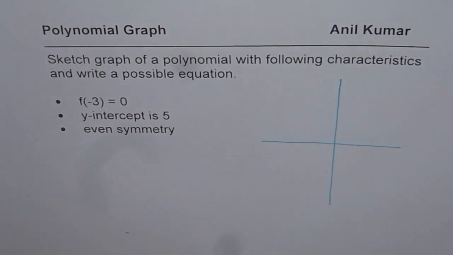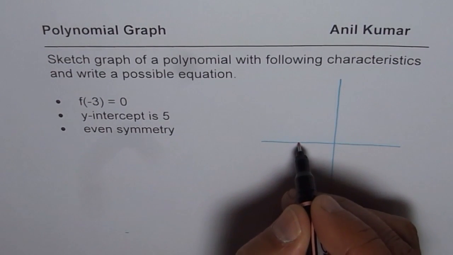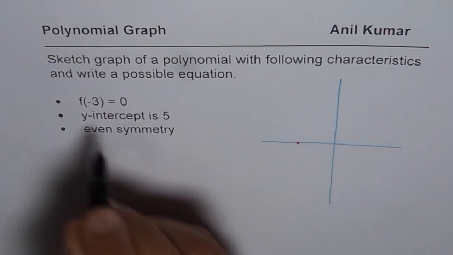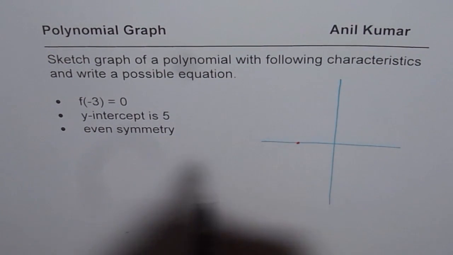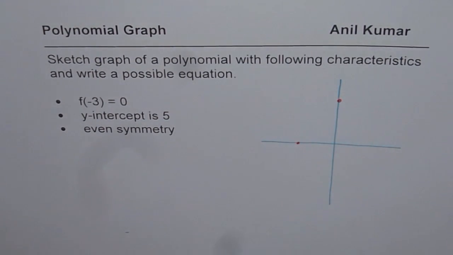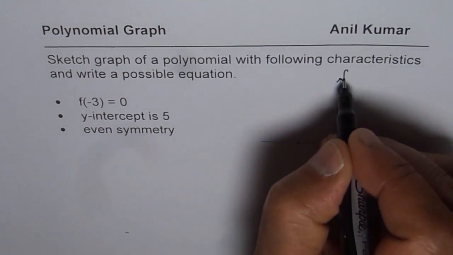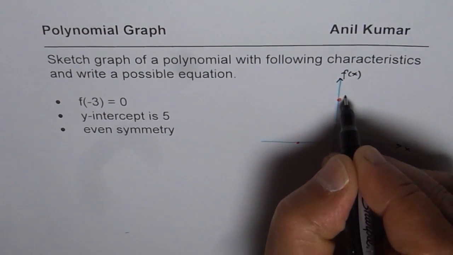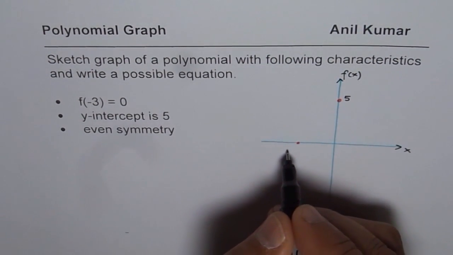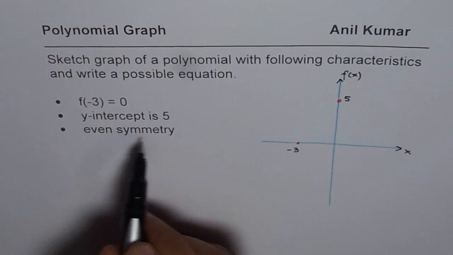On a coordinate plane we can plot the information given to us. F of minus 3 means that x equals minus 3, let us say this is minus 3, it is 0. So that is the x-intercept. The y-intercept is 5, let's say this point is the y-intercept for us. So this is the x-axis, and we are sketching the graph of f of x with y-intercept of 5 and x-intercept of minus 3. Now we are given even symmetry.